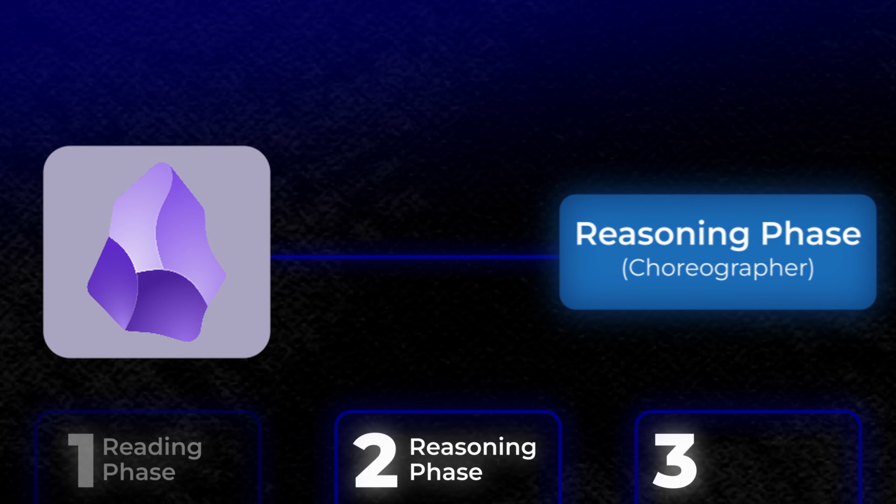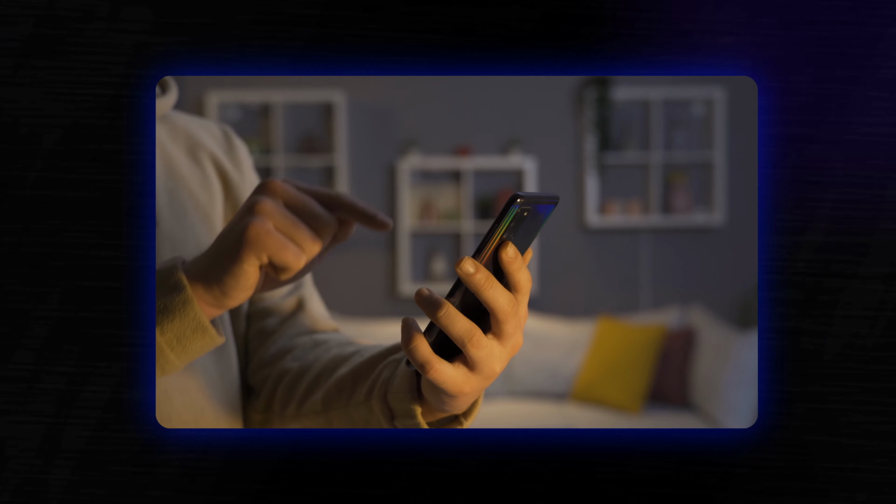Once the text is in the system, the next phase begins, which is the reasoning phase. Your text can say absolutely anything. You can ask it to turn on the lights.